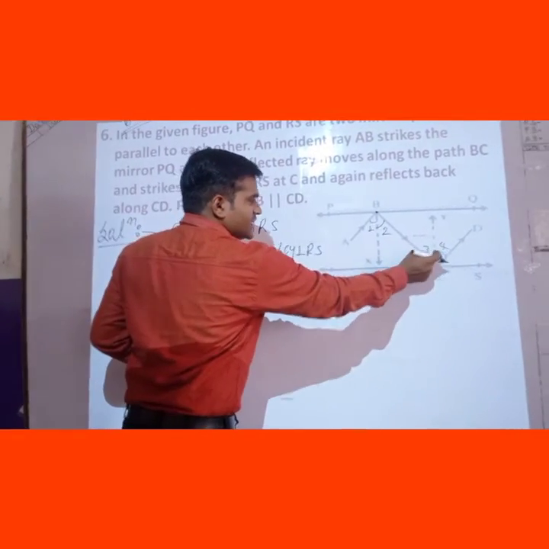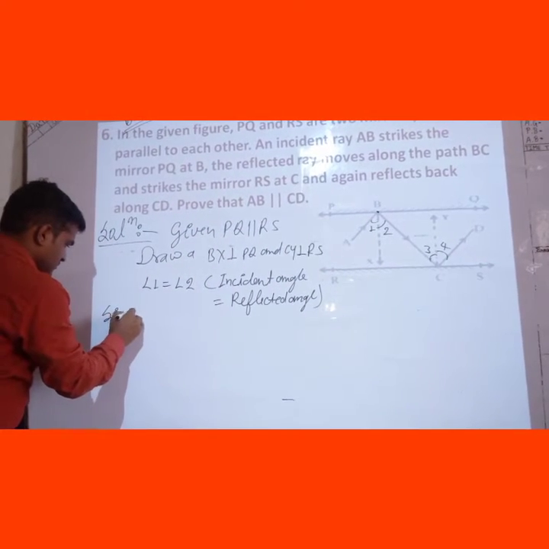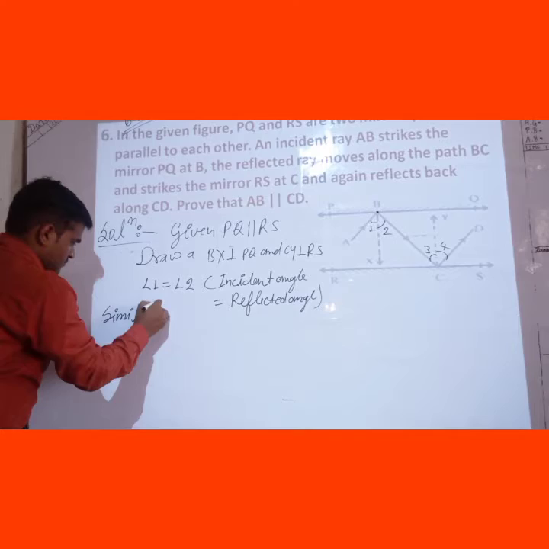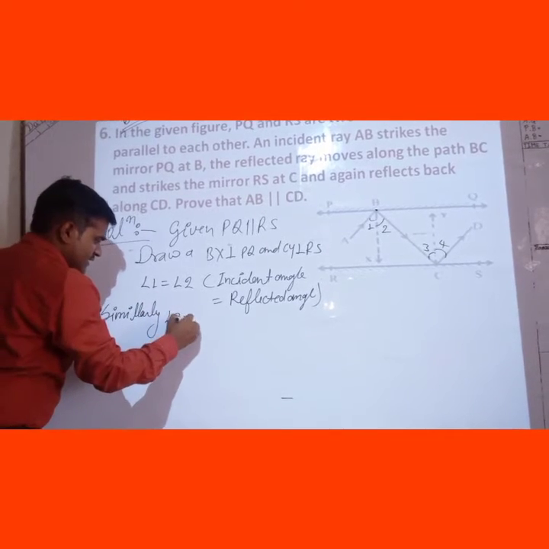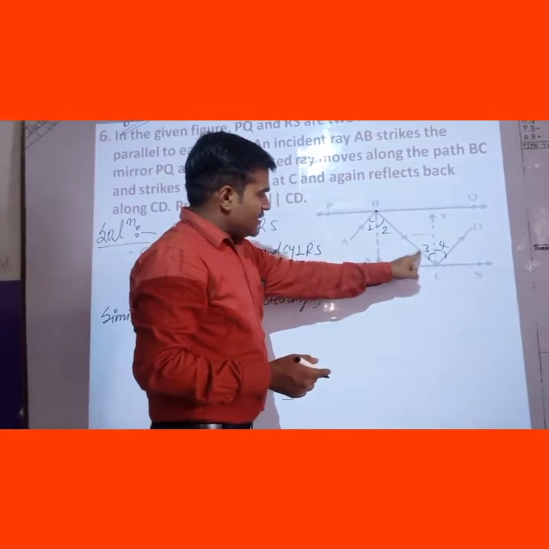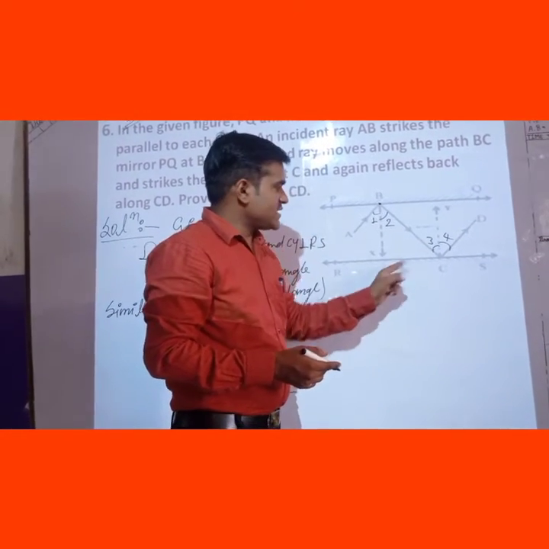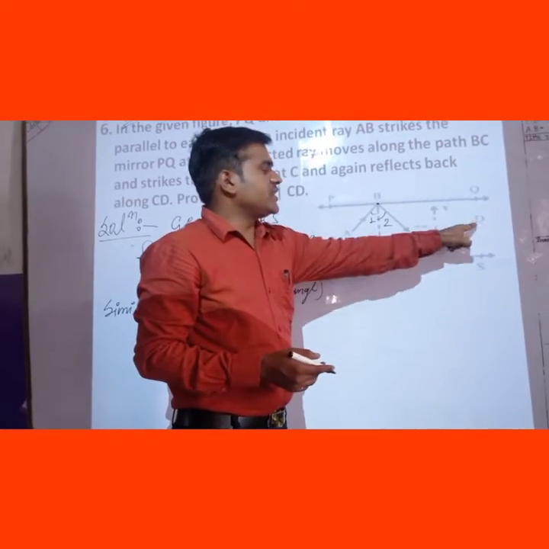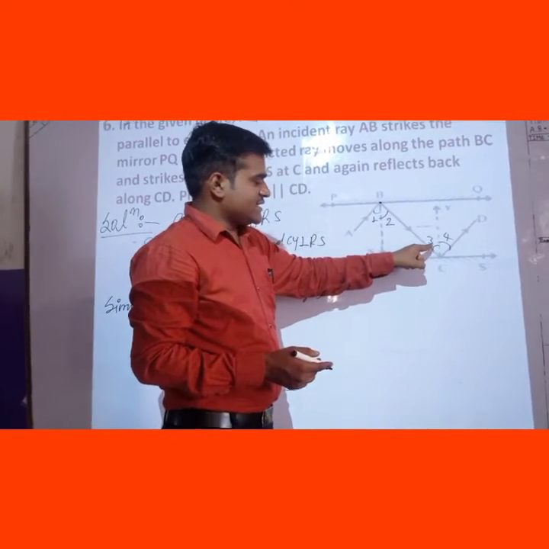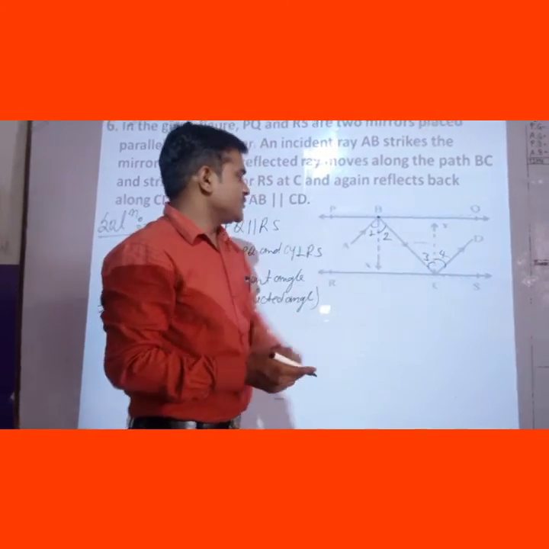Similarly, angle 3 is equal to angle 4, because BC is the incident ray for RS and CT is the reflected ray. So angle 3 is the incident angle and angle 4 is the reflected angle. So angle 3 is equal to angle 4.